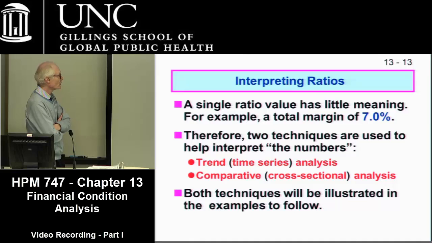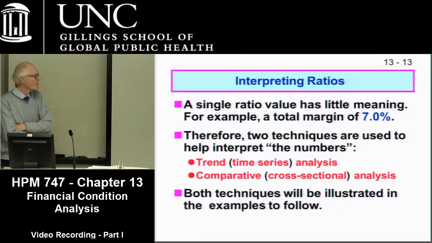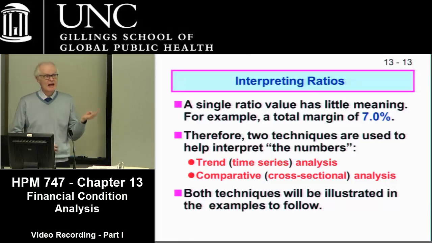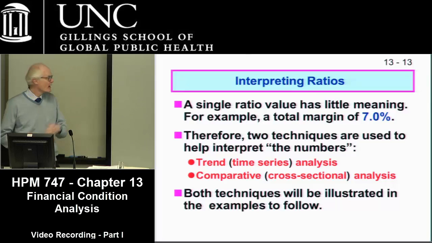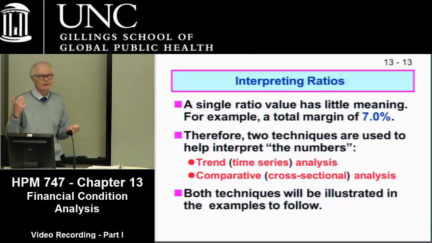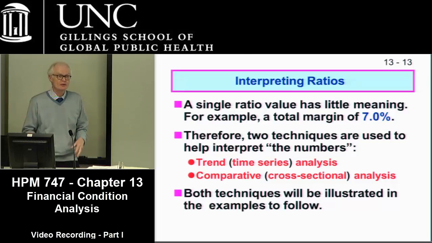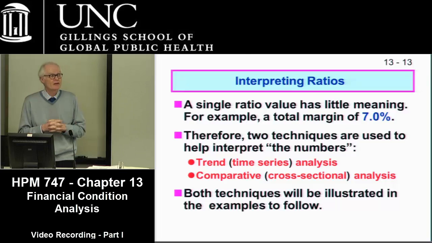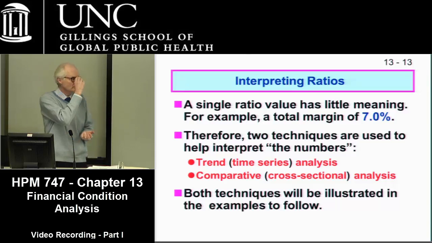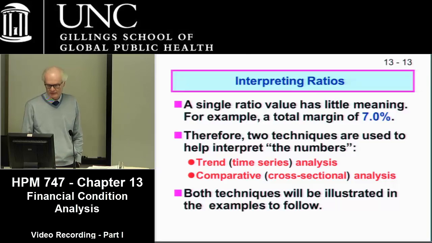A single ratio, if I tell you a total margin of 7%, that may not mean that much. But if you compare 7% this year to 4% last year, that tells you something. It tells you that profitability improved. If I tell you that the total margin is 7% for this organization, but the industry average as a whole is 10%, then that tells you that, yes, it's positive, but it's not doing as well as other organizations in the industry. This is called trend analysis and comparative analysis, or time series and cross-sectional. And both these techniques are typically used in any sort of financial statement analysis.